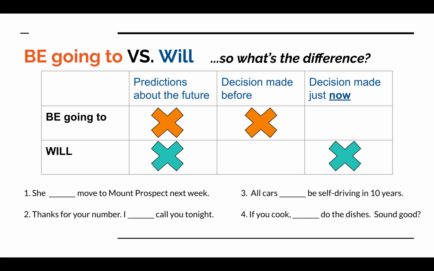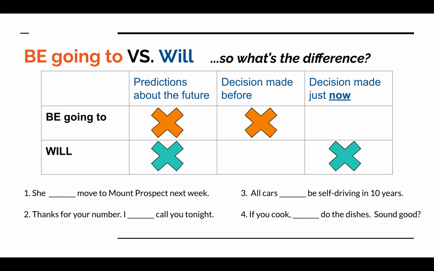Here's a little bit of practice for you, okay? In each of the blanks, I'd like you to think about the rules we learned in the chart above. Fill in the blanks with either be going to or will. You can take a moment to think about it. Please pause the video and write down your answers. Okay, and here are the answers.